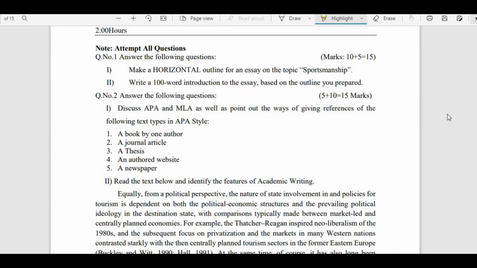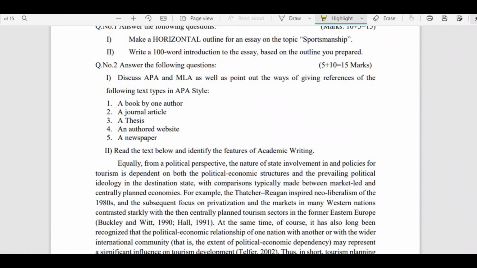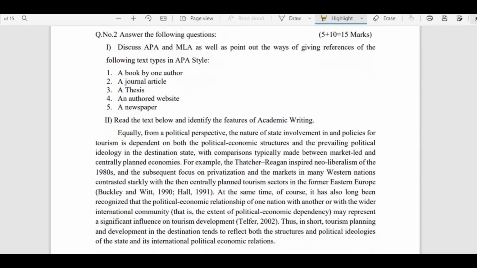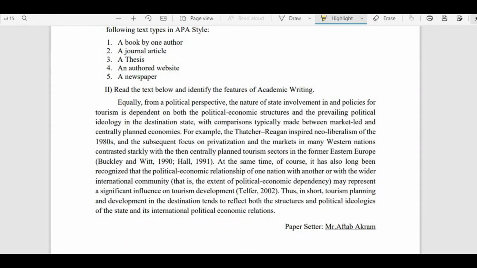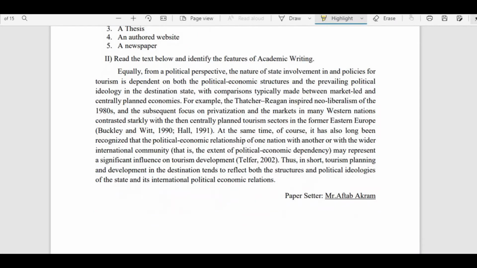Discuss APA and MLA as well as point out the ways of giving references for the following in APA style. So a video is also available on my channel on APA references, how to give references from different sources: book by one author, journal article, thesis and author, website, newspaper, etc. And part 2 is: read the text below and identify the features of academic writing.